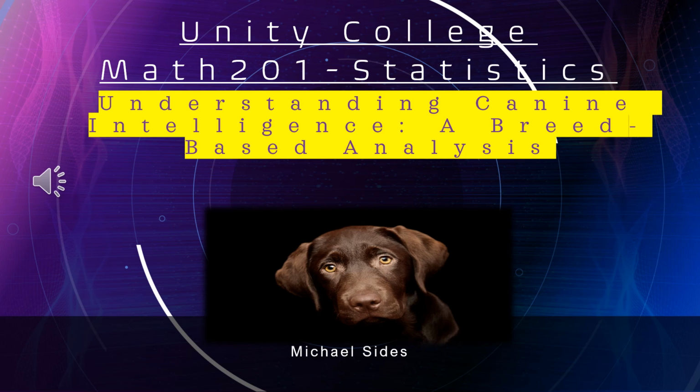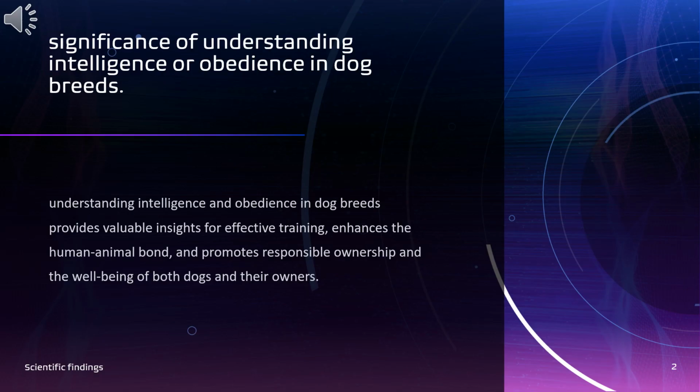This is my week 5 project, and it's going to be about understanding canine intelligence. It's a breed-based analysis. So I want to talk about the significance of understanding intelligence or obedience in dog breeds. Understanding intelligence and obedience in dog breeds provides valuable insights for effective training. It enhances the human-animal bond and promotes responsible ownership and the well-being of both dogs and their owners.